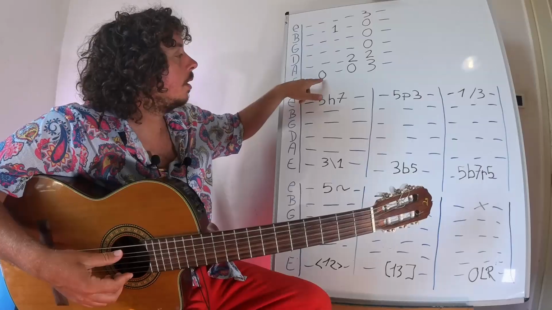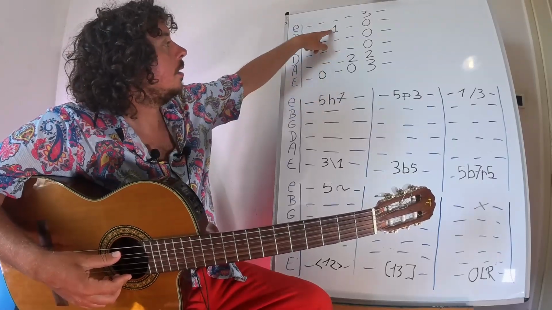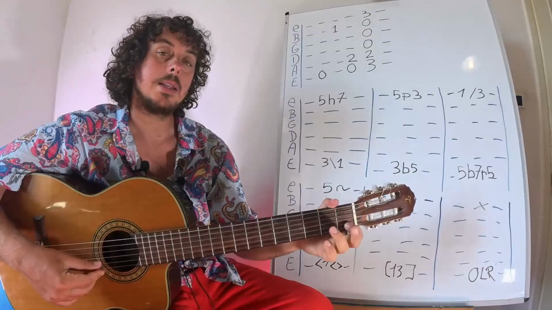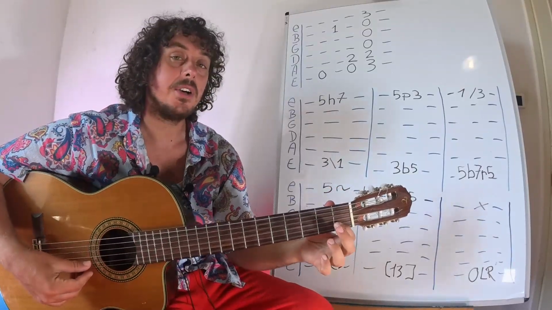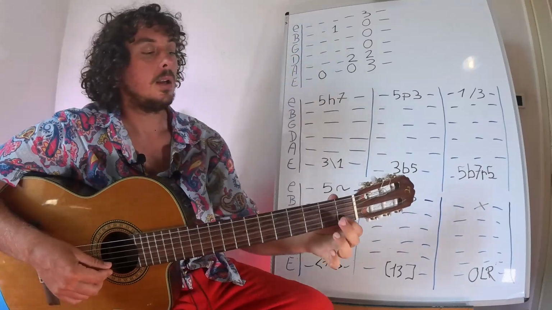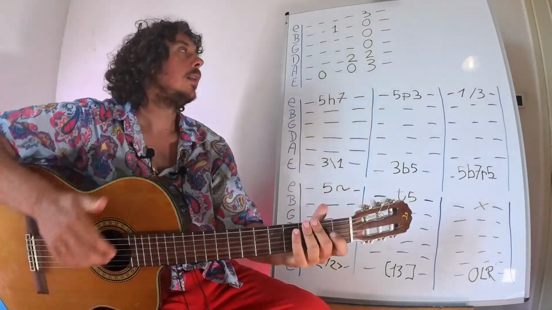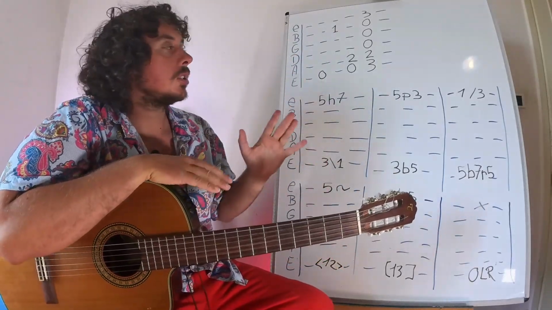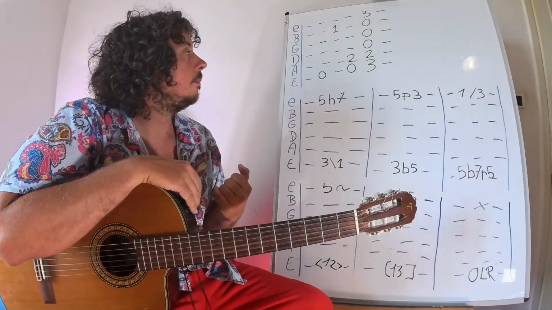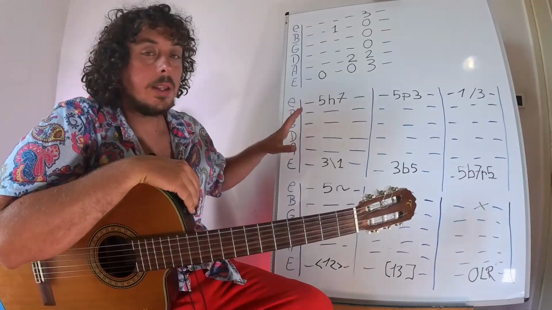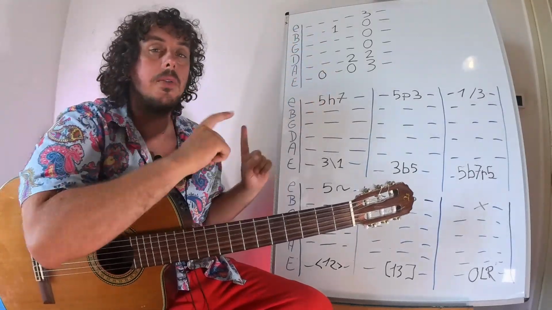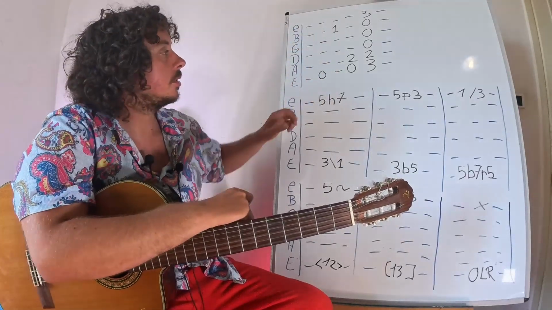Okay, then we go a little bit to the right, and we see that up here we have a 1. That means that we have to press the 1st fret of the 2nd string, the B, and we play it. As you can see, there are no signs about how long we have to play these notes. On the tab, usually we have just these numbers. That means, okay, you have to press this fret on this string.